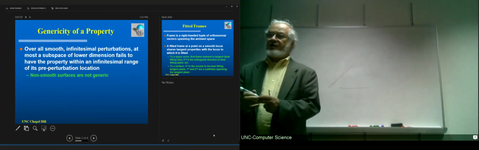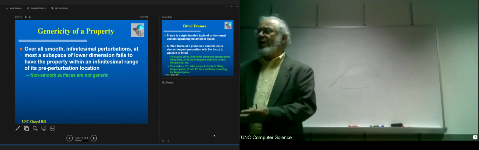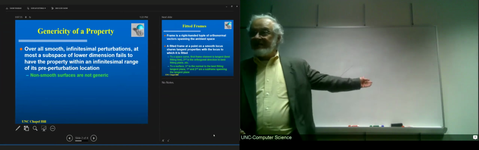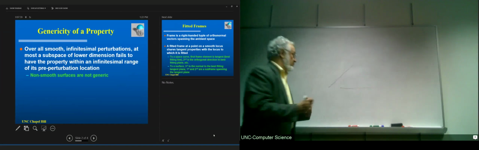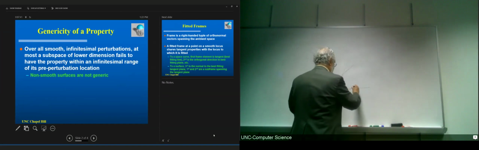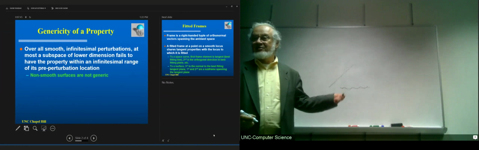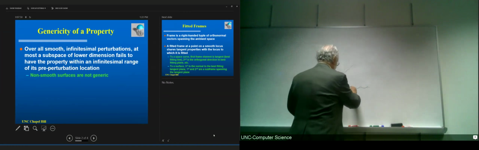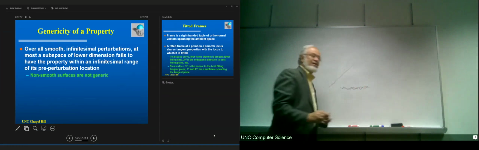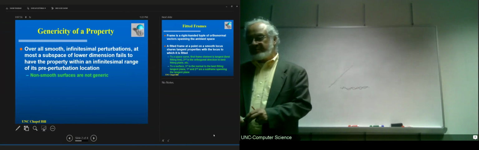Is a straight line generic? The property we're talking about is that it has the same tangent everywhere. Well, here's a small perturbation of it. Is that a straight line? Nope. What about this one here? Is that a straight line? Nope.